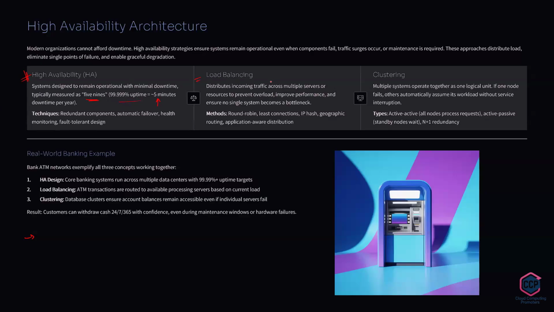Load balancing means whenever we have heavy traffic, we divert that traffic to another replicated server. It distributes incoming traffic across multiple servers or resources to prevent overload, improve performance, and ensure no single system becomes a bottleneck. That means there should be no dead servers, and no dead requests sent back to the person.